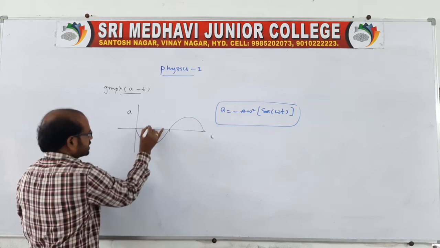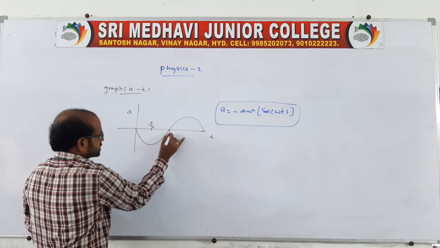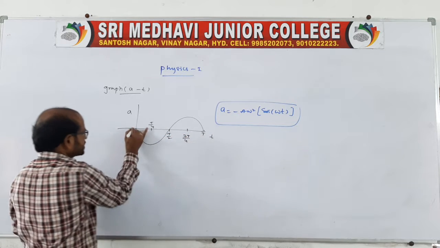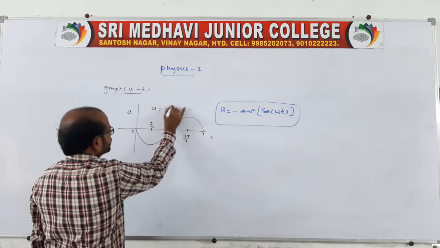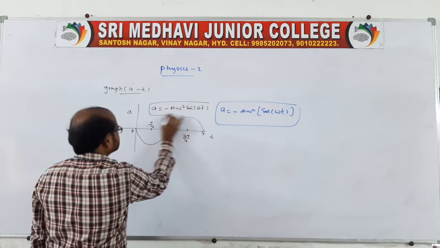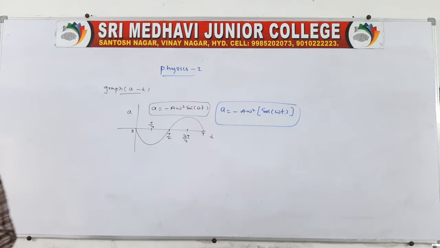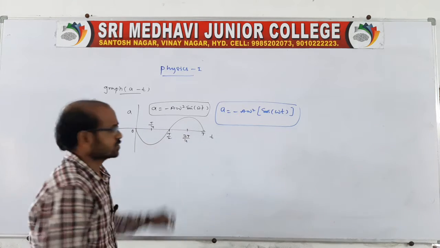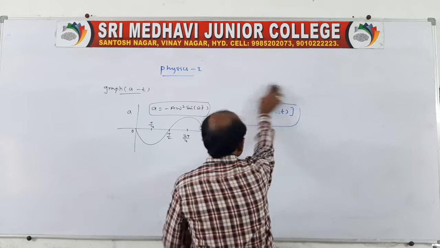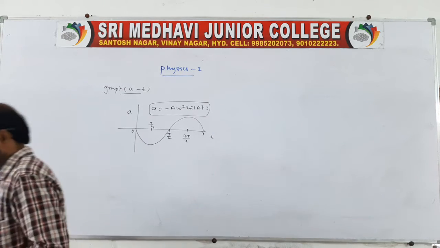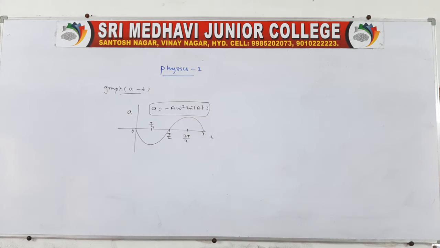So you say at T by 4 time, T by 2, and 3T by 4, and T. This is how the graph of a is equal to A omega square sin omega t is represented. No doubt it starts from the origin only, but it goes in the negative like this. So this graph is the acceleration graph. Is it okay now?